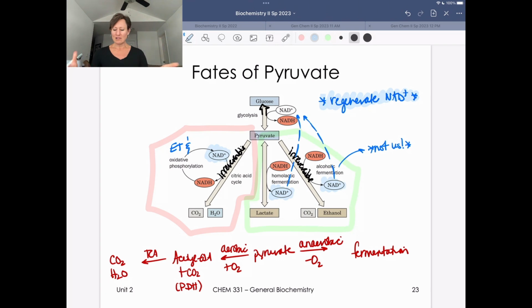Okay, so lots of things to think about with what happens with pyruvate. Glycolysis is an anaerobic process that occurs in the cytosol. Once we start needing to do aerobic processes, we need to dip into the mitochondrion, and that's what's shown over here with red. We really need to think about what options are available for us.